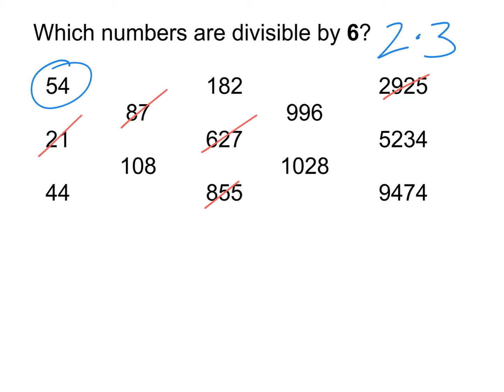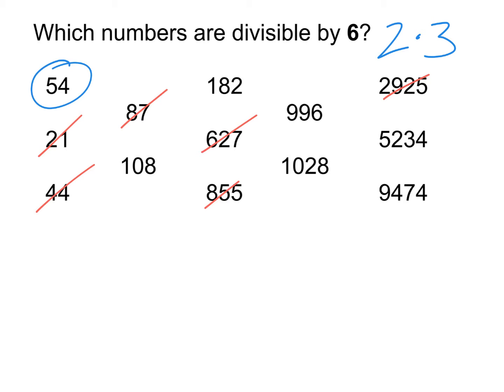Now, one of the great applications for this sort of thing is it can help you when you're doing your factoring and stuff like that too, because you'll know which numbers could possibly go into it. All right, let's keep going through these. 44, is it divisible by 3? Well, 4 plus 4 is 8. 8 is not divisible by 3, so no.